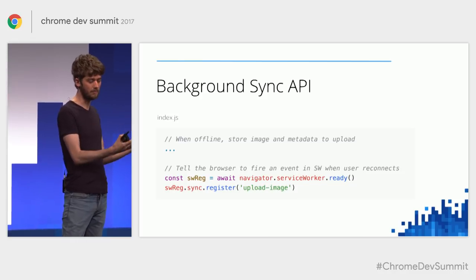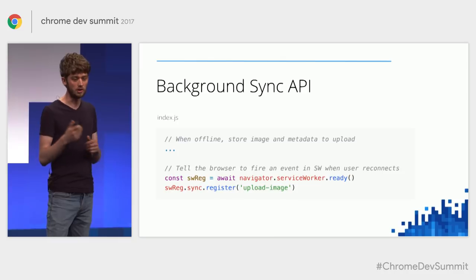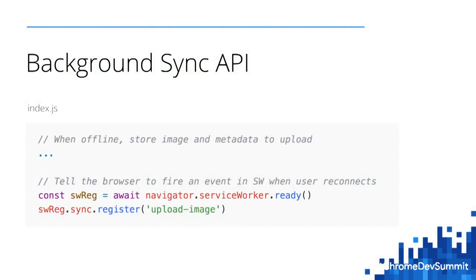Within your main page JavaScript context, when you realize that the user's offline and you're trying to send something, you have to store whatever you were trying to upload somewhere persistent. In this case, it's the image and the metadata associated with it. And you'll store it somewhere like IndexedDB or in the Cache API, which actually is my favorite place to store rich data. It's a nice key value store that you can use. So first, you're going to write that data to the disk. And then you're going to tell the browser that you want to fire an event in the service worker when the user reconnects to the internet.